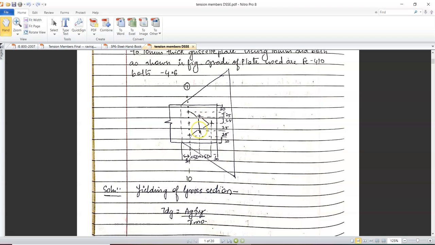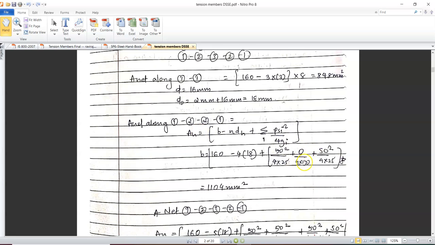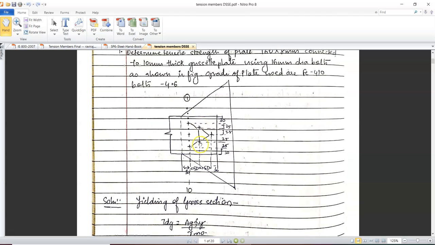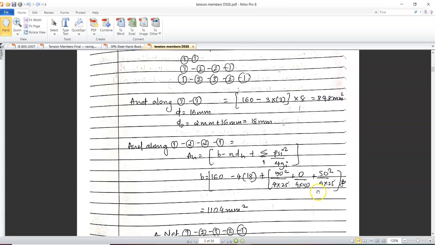0 square divided by 4 times 50, plus, now considering the last two bolts, that is this bolt and this bolt along this section. The first two are considered, 1, 2 is considered, 2, 3 is considered, and now these two bolts. The pitch distance between them is 50 and the gauge distance between them is 25. That is 50 square divided by 4 times 25.